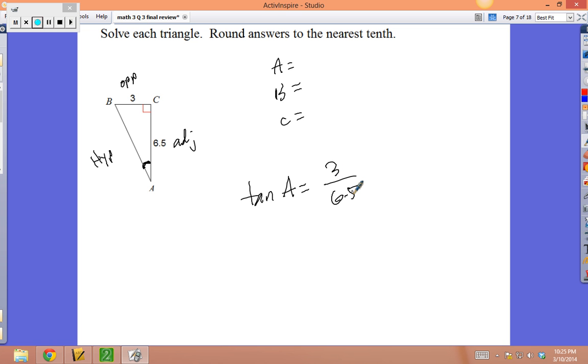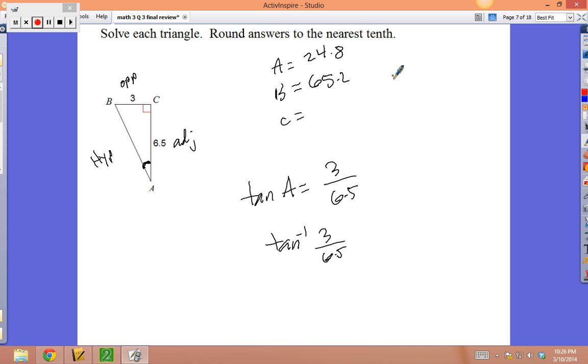3 over 6.5. Now the only way to solve for A is to do the inverse tangent of 3 over 6.5. So now in your calculator, punch in inverse tangent of 3 divided by 6.5. And we should get that angle is about 24.8 degrees. So now I'm going to find the angle B real quick. I'm going to do 90 degrees minus 24.8 degrees. And it should end up with 65.2 degrees.